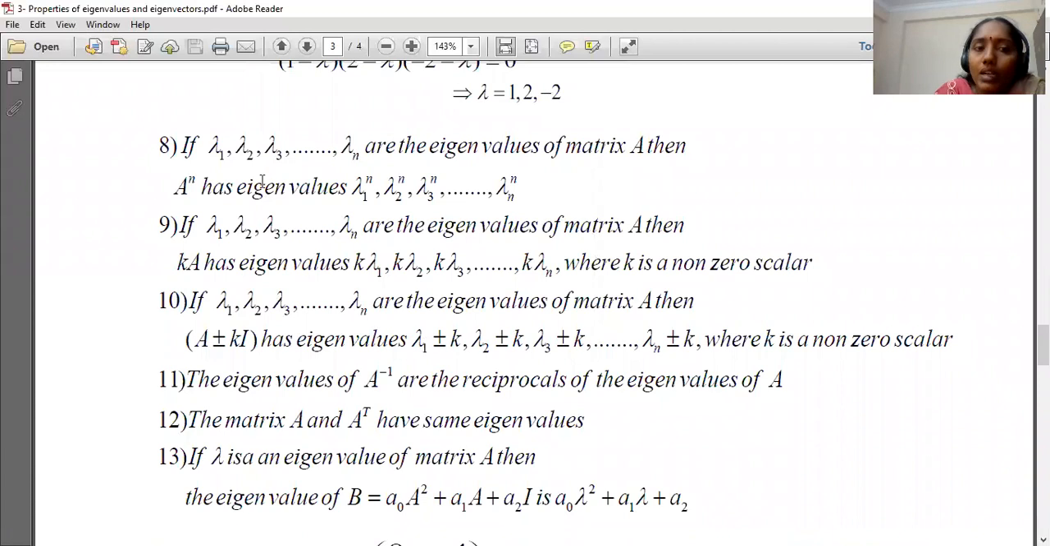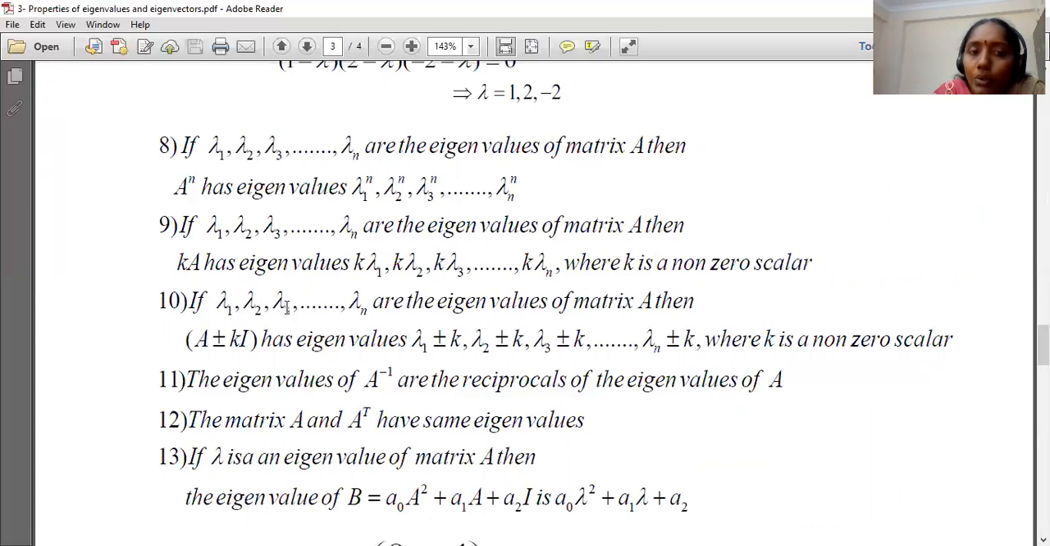Here, lambda 1, lambda 2, and so on, lambda n are eigenvalues of matrix A. Then A power n has eigenvalues lambda 1 power n, lambda 2 power n, and so on, lambda n power n. If lambda 1, lambda 2, and so on, lambda n are eigenvalues of the matrix A, then kA has eigenvalues k lambda 1, k lambda 2, and so on, k lambda n, where k is a non-zero scalar.